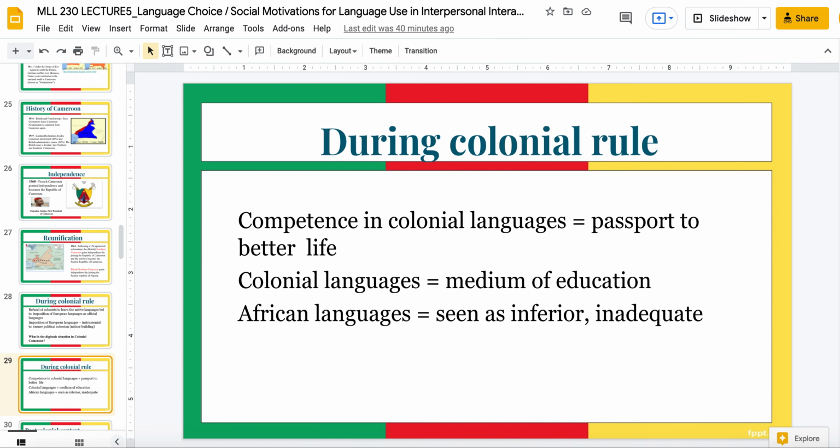So during the colonial rule, they really pressed this, right? They said, all right, if you are fluent in English and French, and before, I don't really think the Dutch and the Germans really cared. I think the English and French were like, yes, you need to learn these languages because they're a quote passport to a better life. They also made it the medium of education, and if you're going to continue speaking your African languages, they continued to denigrate them. They saw them as inferior, inadequate, which, of course, like we said, linguistically is not true.